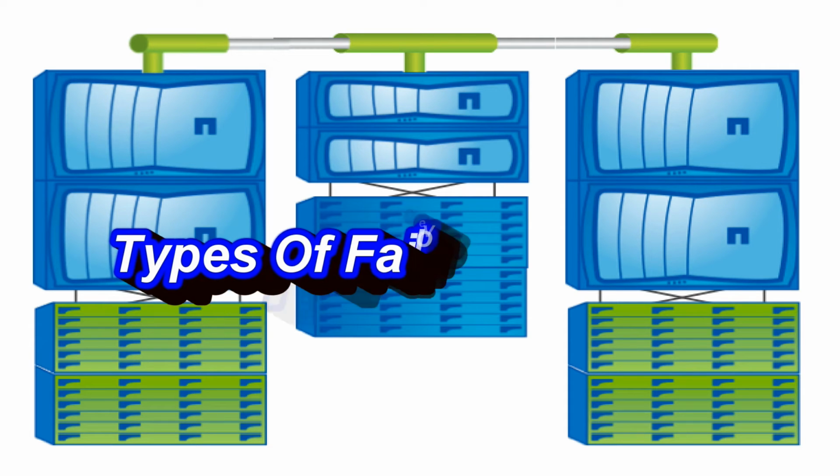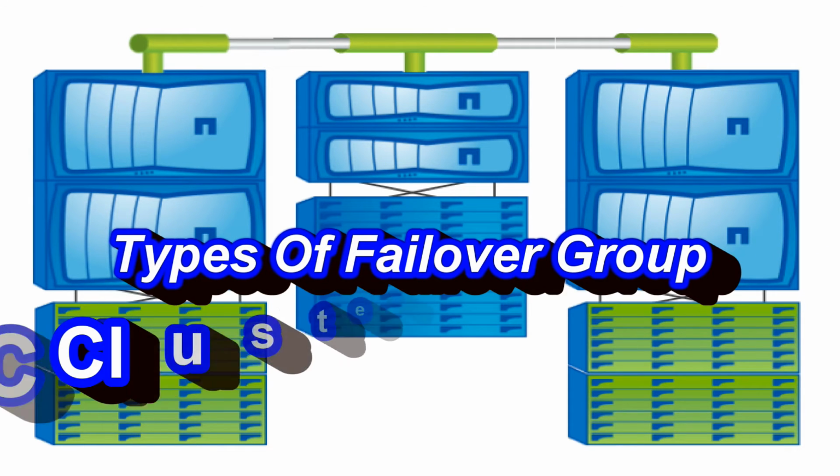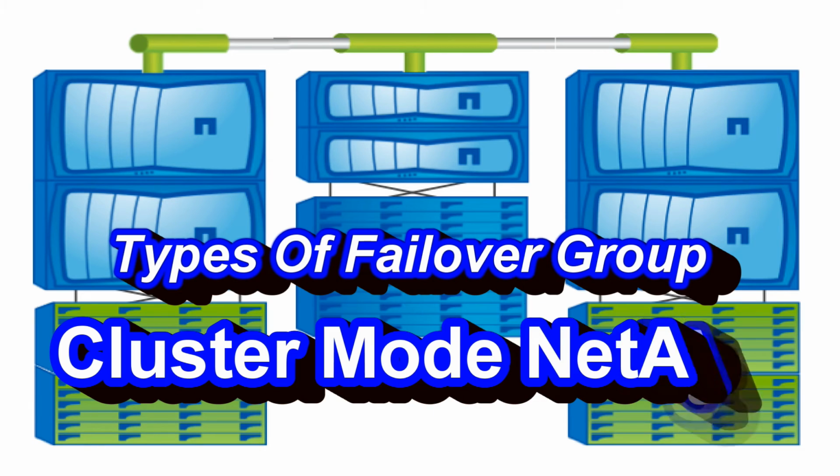Hello guys, today we will discuss failover groups and the types of failover group we have. A failover group is basically a collection of physical ports. These ports may belong to the same node, and they may also belong to different nodes.